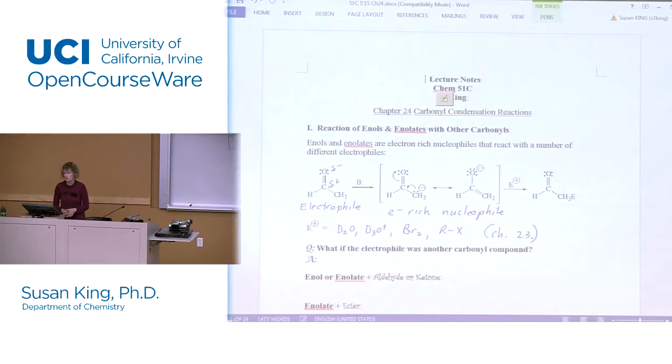In this chapter, we're going to add to those lists of electrophiles and ask, what if the electrophile was another carbonyl compound? Rather than D2O, D3O plus, bromine, RX, what if we had that electron-rich carbon group attack another carbonyl? That's the focus of this chapter. If it does that, you have a condensation reaction.